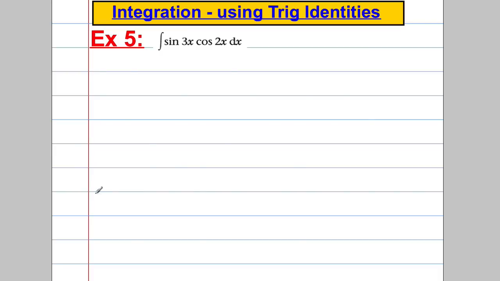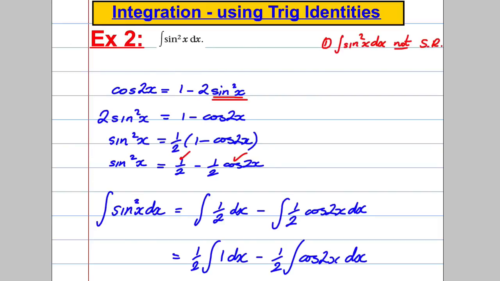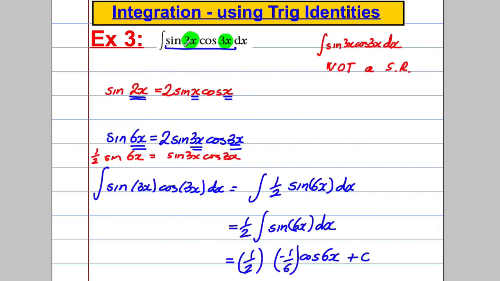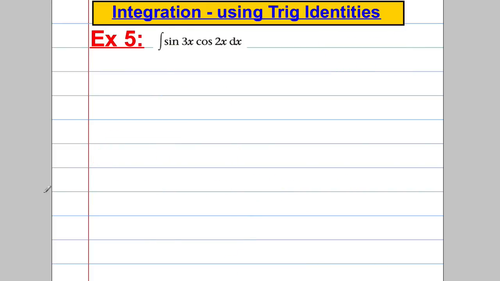Okay, and the last one here, the integral of sine 3x cosine 2x. Now, it reminds me a little bit of the one we did before, but in this case the x's were the same, so I could use the double angle formula. Here, the number of x's are different, the angles are different. It's got a 3x and a 2x.